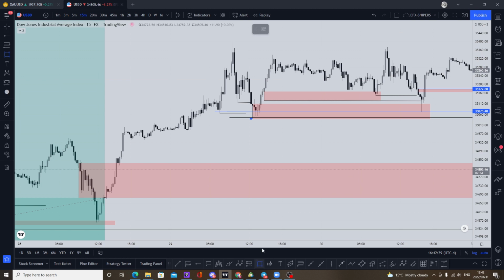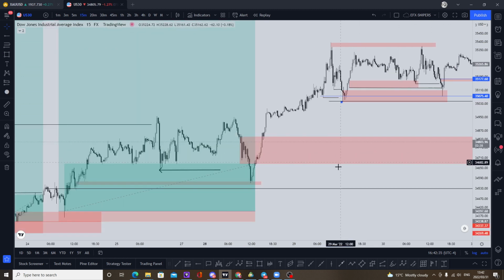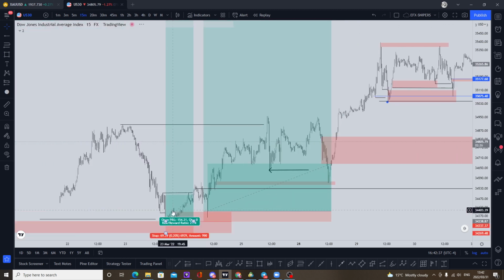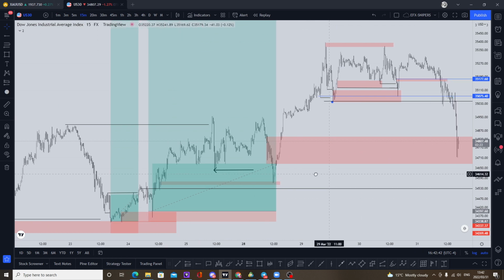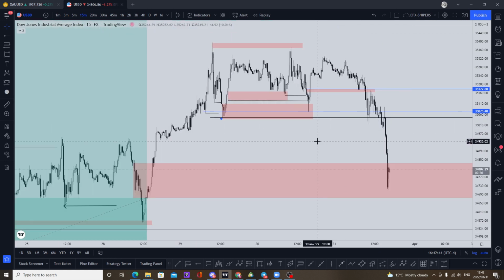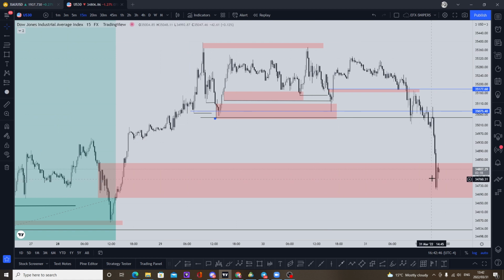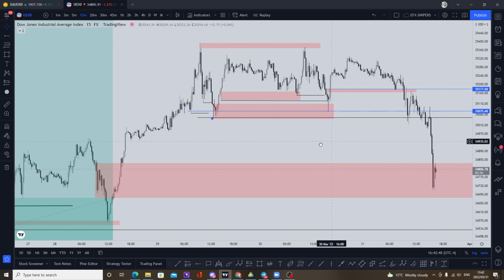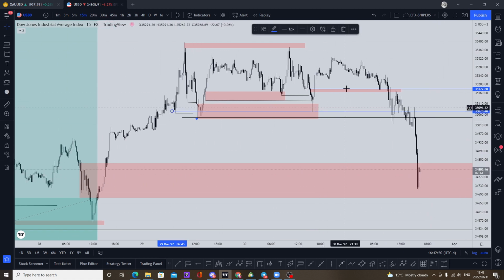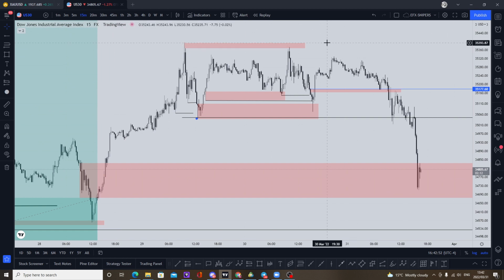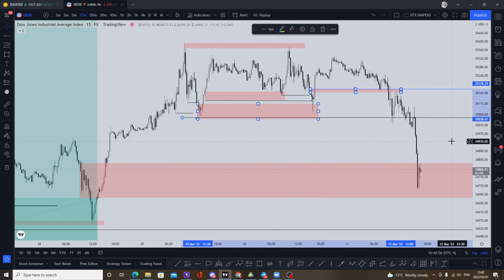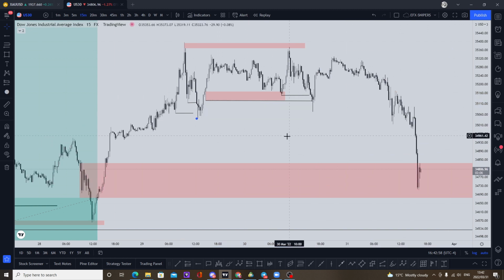Yesterday I took another sell from this area, and then I had a buy here and another buy here. So what happened was, I was waiting for the market to come and react. Let me delete all this stuff so that I can explain to you guys how I was able to use all of it.